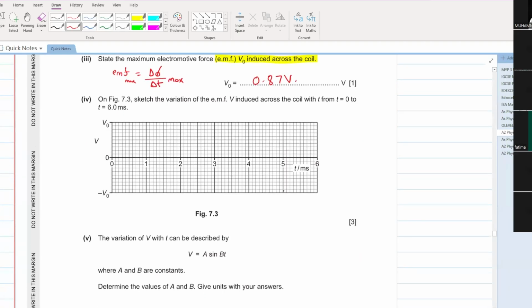Now let's do question 4. Now listen carefully. On figure 7.3, sketch the variation of the EMF induced across the coil from time t equals 0 till time t equals 6 milliseconds. Perfect. What a beautiful question. You have to draw the graph of induced EMF between time t equals 0 till time t equals 6 milliseconds. Very good. Here you will utilize your main positions.